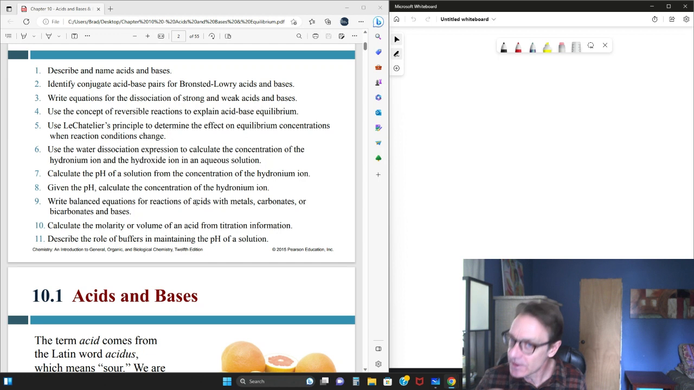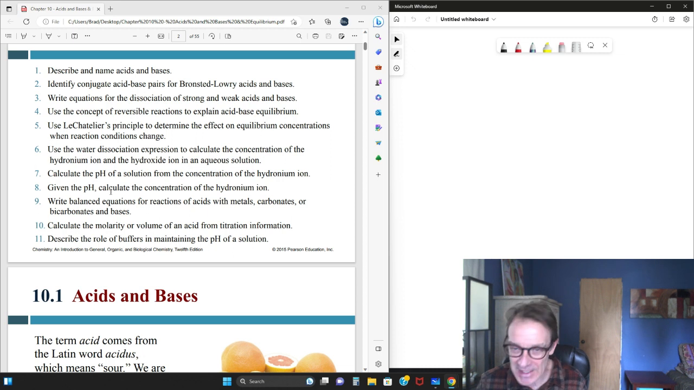Dissociation of strong and weak acids. We saw that a little bit in solutions, of course. Acid-base equilibrium, especially in weak acids and bases. Look at Le Chatelier. My French pronunciation leaves a lot to be desired, but Le Chatelier. Anyway, basically driving chemical equations in one direction or another based on their concentrations.